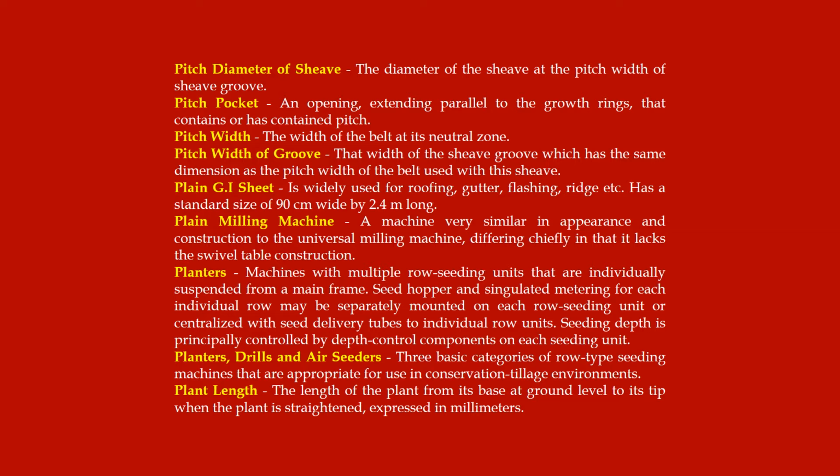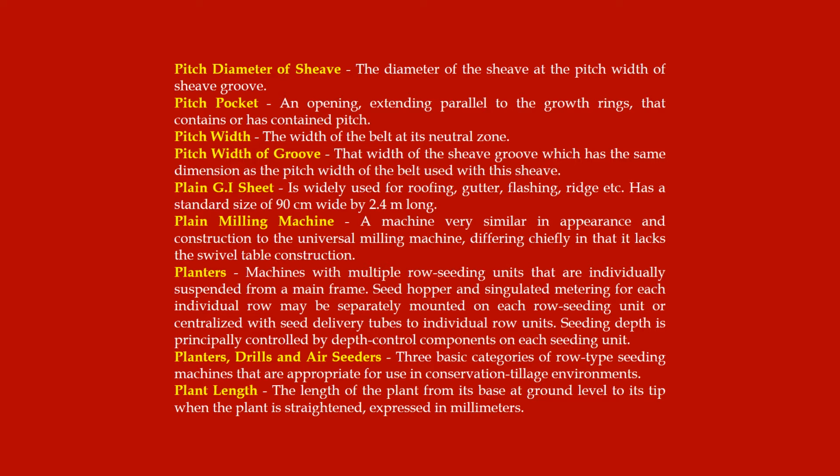Pitch pocket: an opening, extending parallel to the growth rings, that contains or has contained pitch. Pitch width: the width of the belt at its neutral zone. Pitch width of groove: that width of the sheave groove which has the same dimension as the pitch width of the belt used with this sheave. Plain GI sheet: is widely used for roofing, gutter, flashing, ridge, etc. It has a standard size of 90 cm wide by 2.4 meters long.